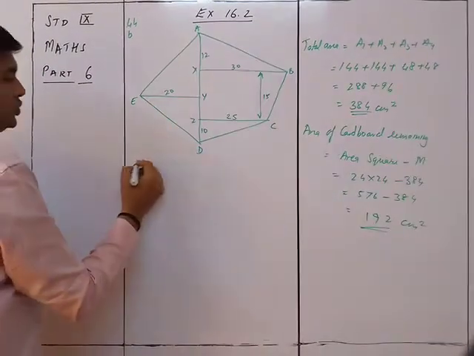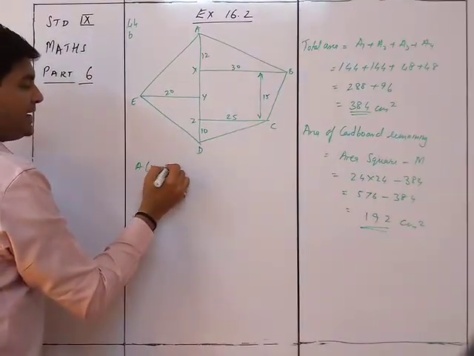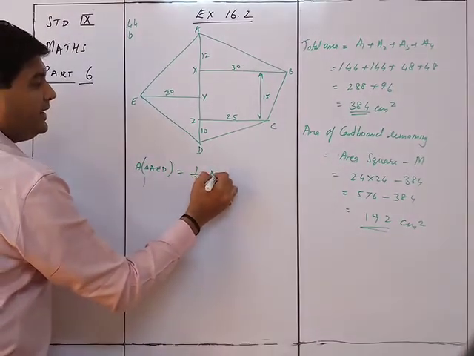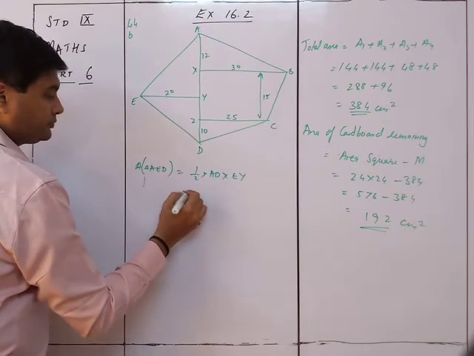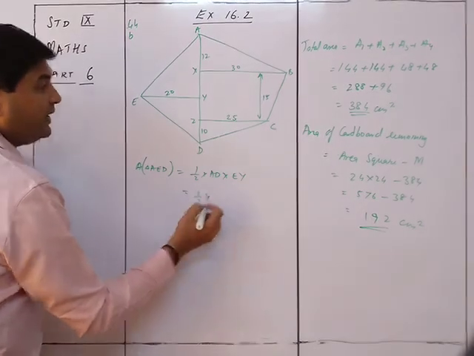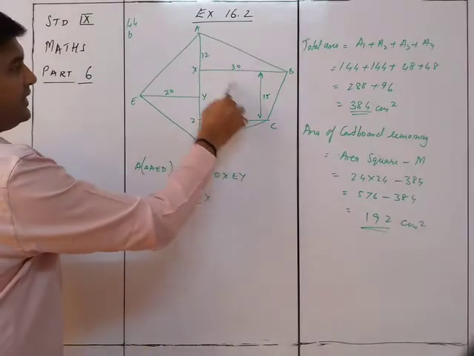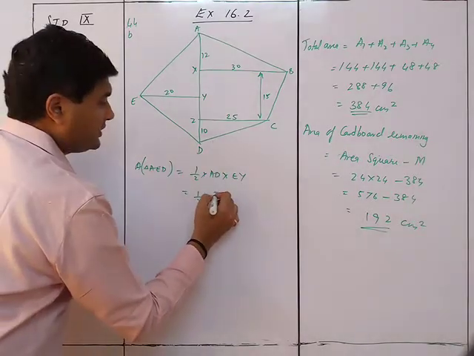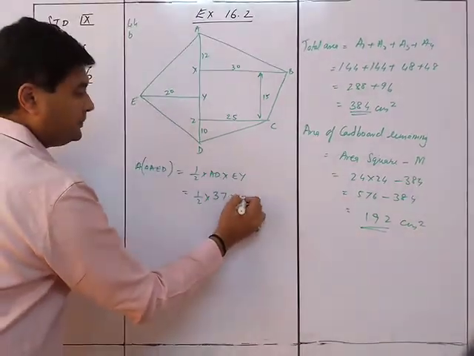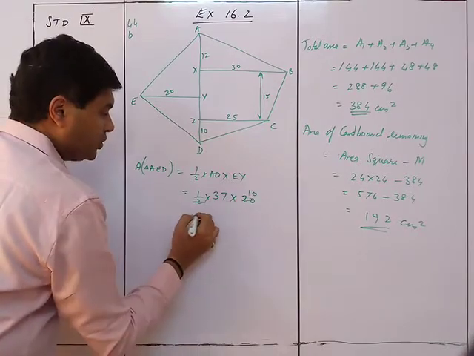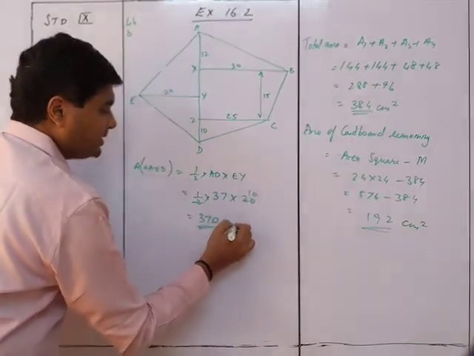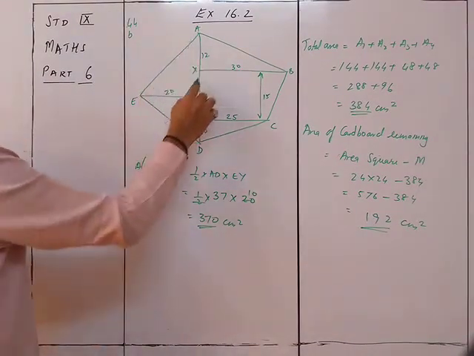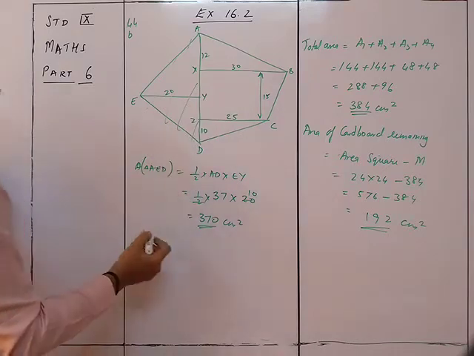area AED. So area of triangle AED will be half into AD into EY. So half, what is AD? Now this is 10, this is 15, and this is 12. So 12, 27, 37. So it is 37 into EY, which is 20. So that is going to be 370 centimeter square. So we got this part. This part is done. We move on to this part.